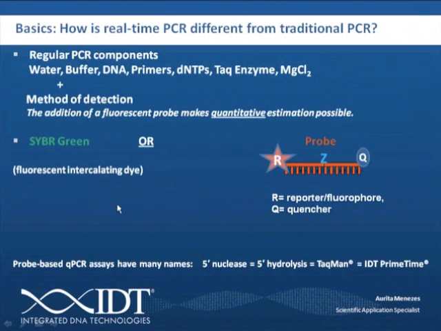Before I go further, I just want to clarify, there are a lot of names for dual-labeled hydrolysis probe-based qPCR assays. In the literature, they're called 5' nuclease assays, which is the same thing as 5' hydrolysis assays, also known as TaqMan assays. At IDT, we call them the IDT PrimeTime assays. In terms of basic mechanism of action, they all work the same.